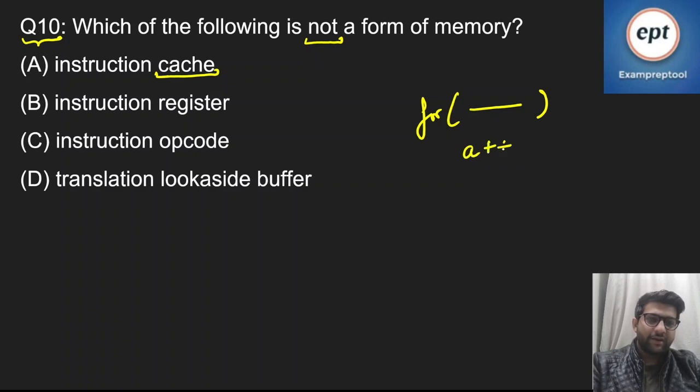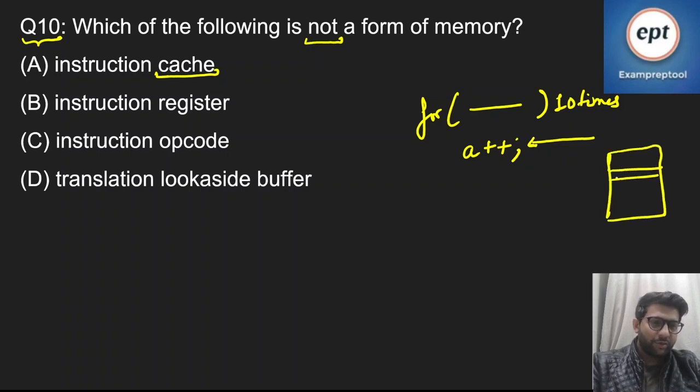Let's say which increments A, right? And this for loop runs for 10 times. Now we know that this particular instruction will be accessed 10 times, right? And now if we access this instruction from the memory for 10 different times, it will take a lot of time. That is why a CPU has two types of cache, a data cache, and an instruction cache.